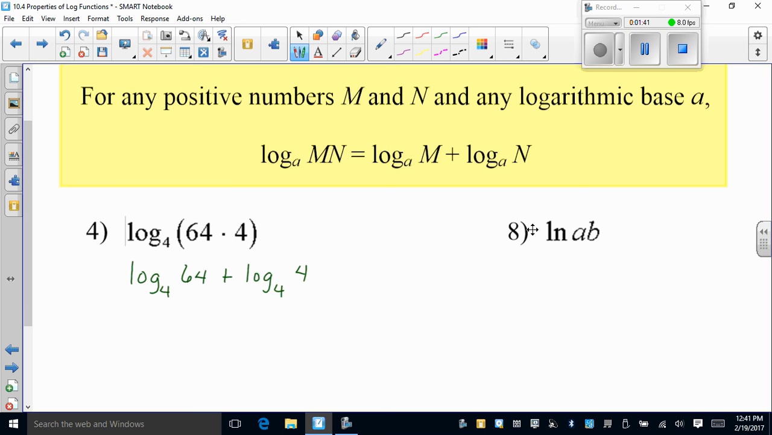Same with natural logs. Natural log of A times B is natural log of A plus natural log of B. And that's it. We don't have anything more to do on those.